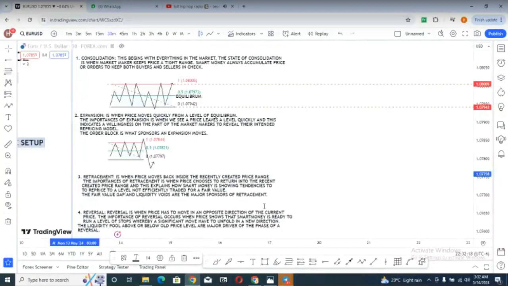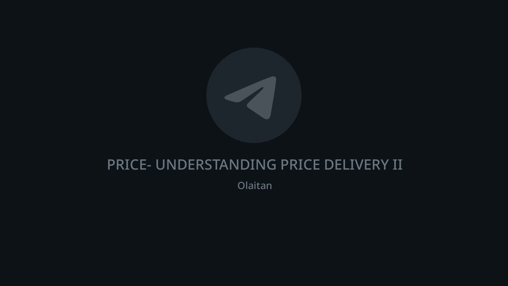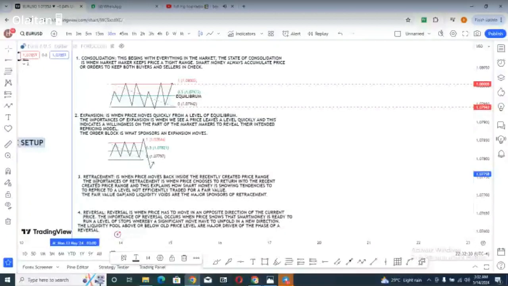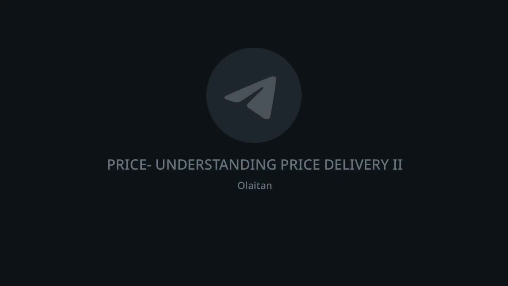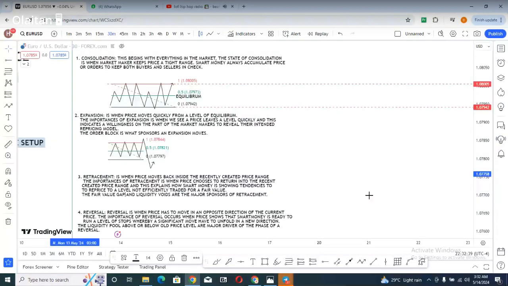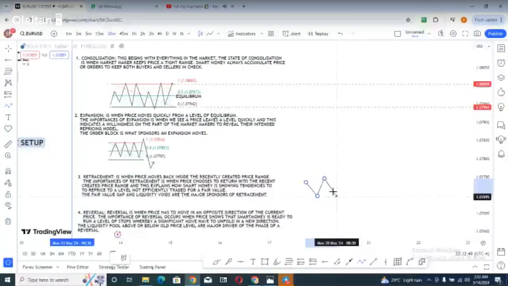So you will always see, when price moves after an expansion, the next thing you should expect is a retracement. Now, a retracement might occur based on what happened. That is when price creates a fair value gap or a liquidity void, and you will actually see price do this. Price will actually need to do this, maybe after you see consolidation. I've explained this.